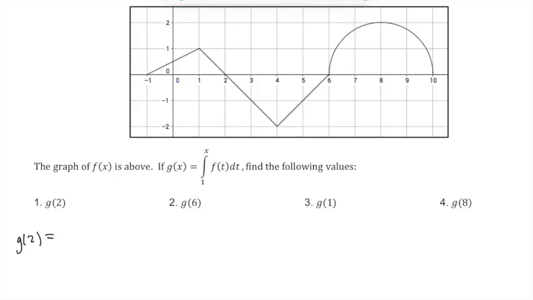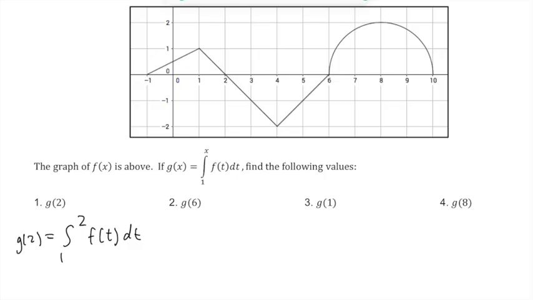So g of 2, if I plug in 2 into this equation, I've got to plug it into here and find the area under the curve from 1 to 2. Because again, this x matches this x. Don't plug it in there. That's a t. So make sure that when you're plugging in for the variables that they match.